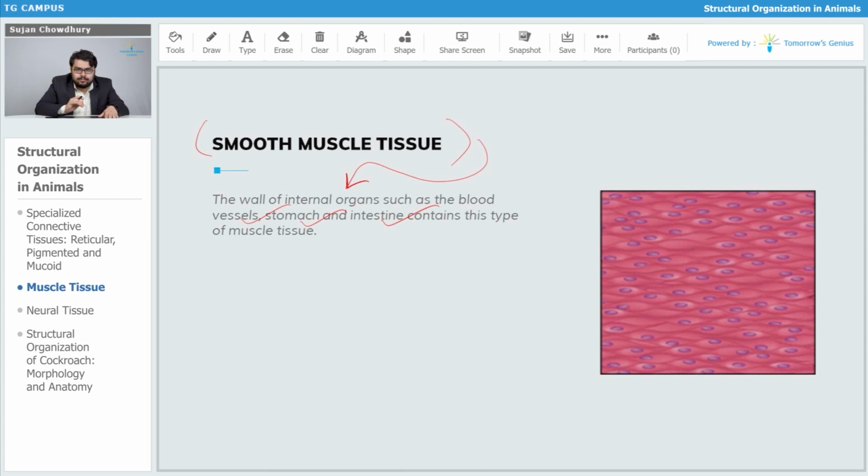Once we ingest food and swallow, it automatically passes through the different parts of the alimentary canal, where successive stages of digestion, absorption, and assimilation take place. So definitely the activity of the smooth muscle tissue cannot be directly controlled, and they are involuntary in nature, unlike the biceps, which are skeletal muscles and can directly be controlled as per our choice.